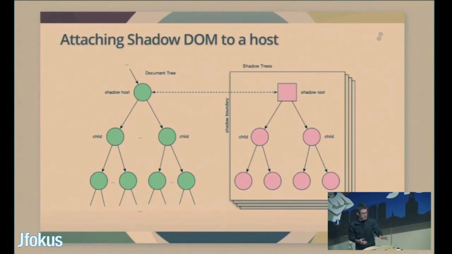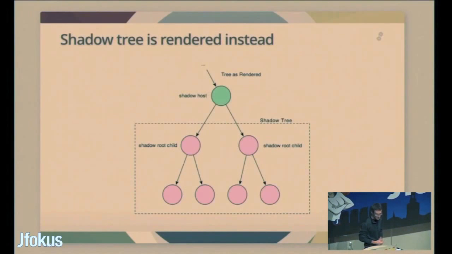So the green nodes here are the actual document tree. This is the DOM that you're familiar with and you would walk with your tools, etc. The pink nodes, this is the shadow DOM, and individual elements from the green, the normal, or the light DOM, can themselves host a shadow DOM or subtree of nodes.